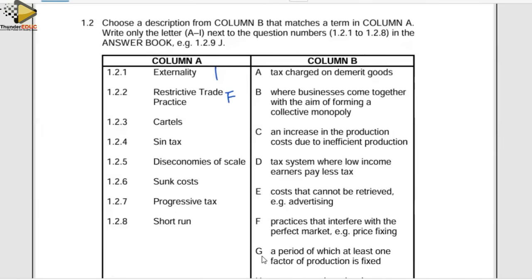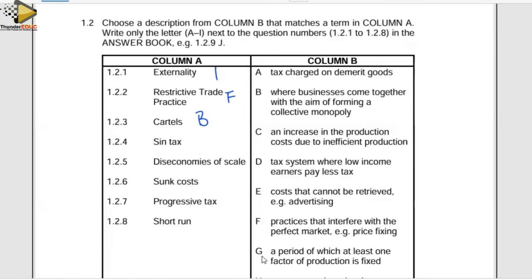We know a cartel is when businesses come together so that they can act as a monopoly. They make a combined effort to come together, to join, so that they can have the power to manipulate what happens on the market. So our right response for a cartel is B, where businesses come together with the aim of forming a collective monopoly.